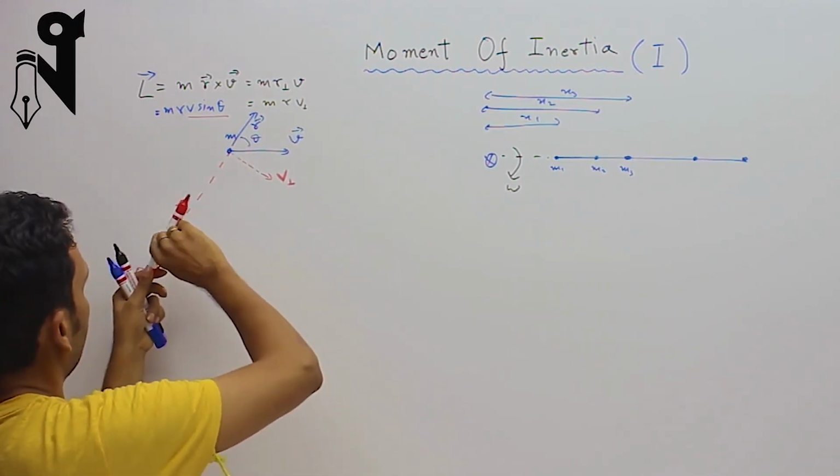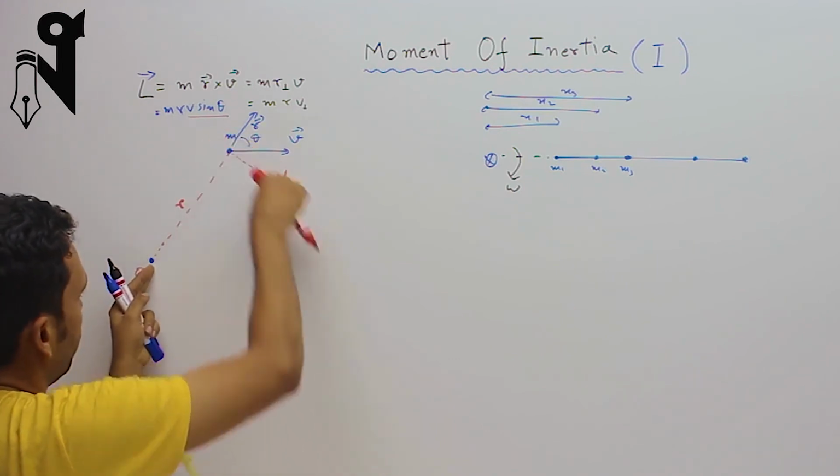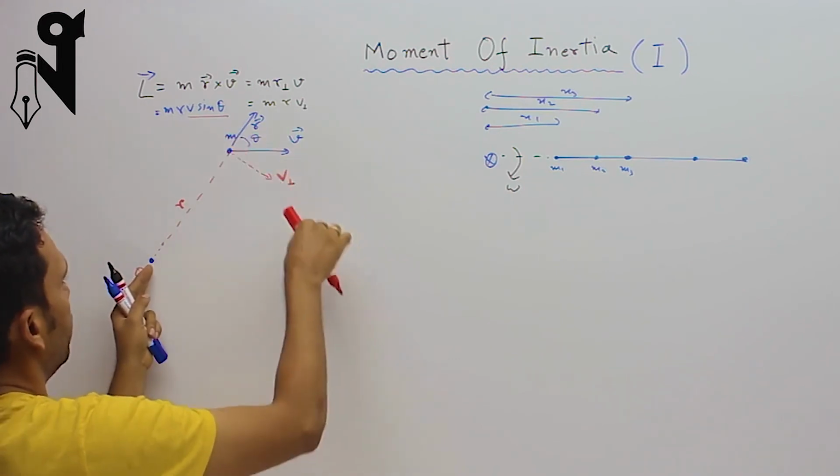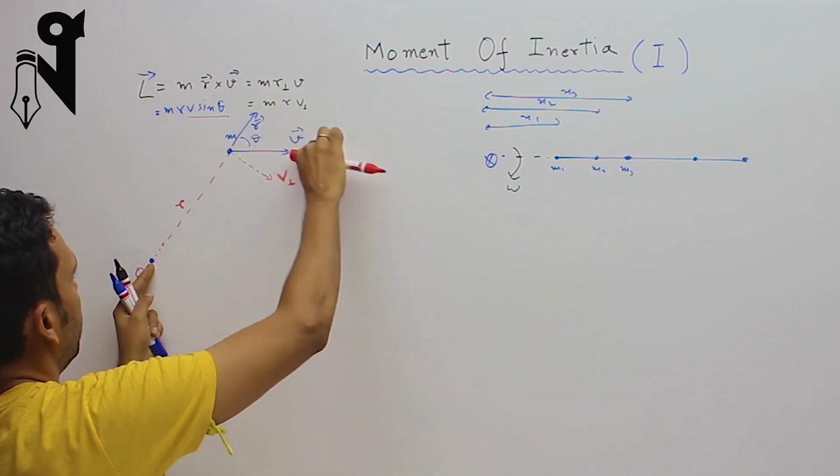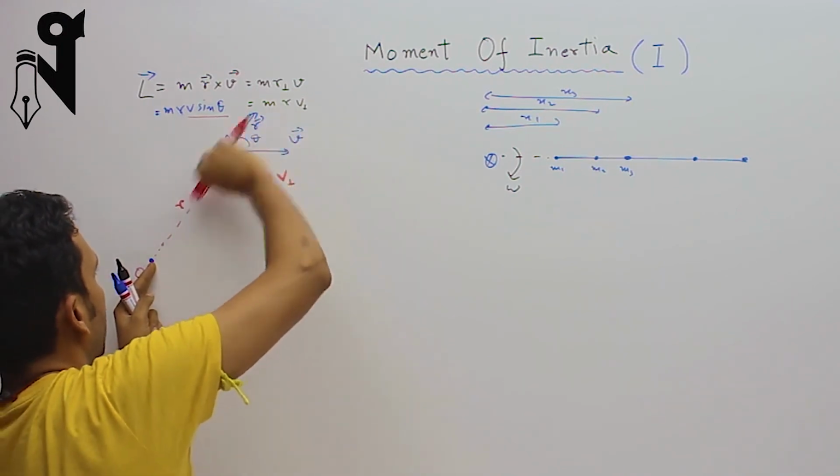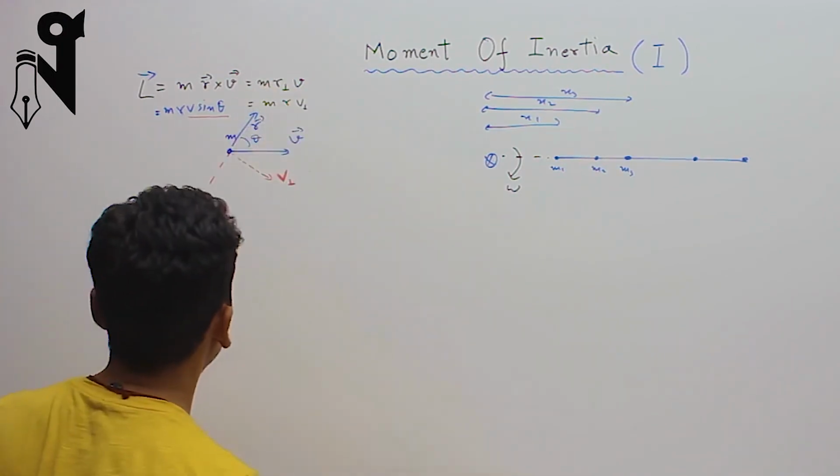If the whole velocity is perpendicular, the body is actually sweeping the best angle possible in a given time. If it is slant, then it is not sweeping that much angle. If it is along R, it is not sweeping the angle at all.